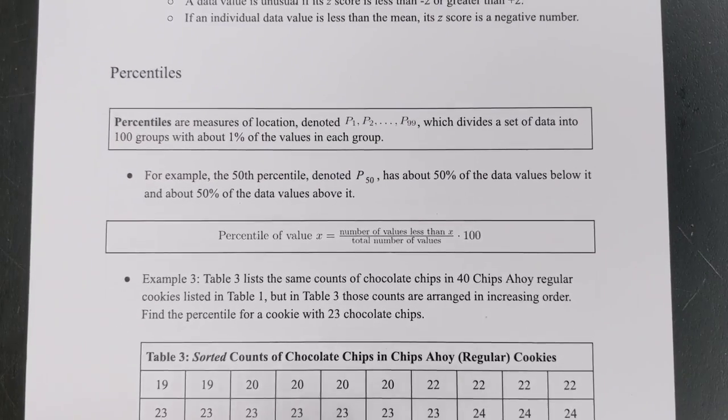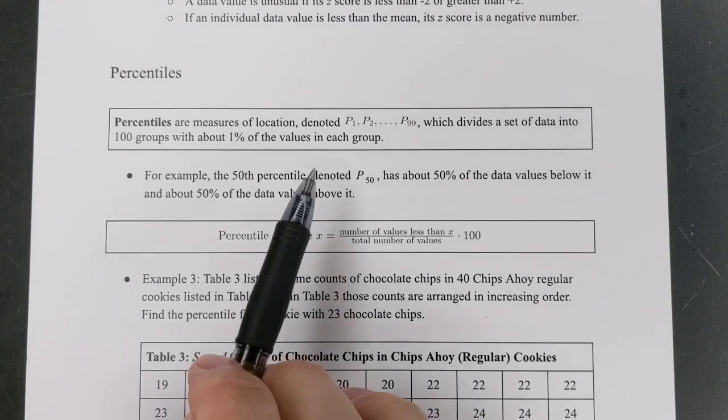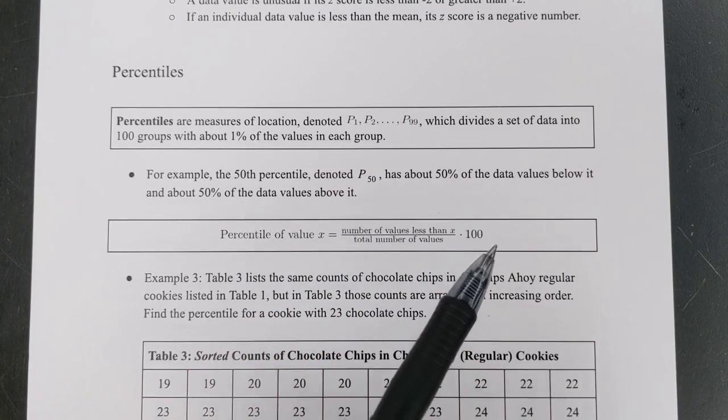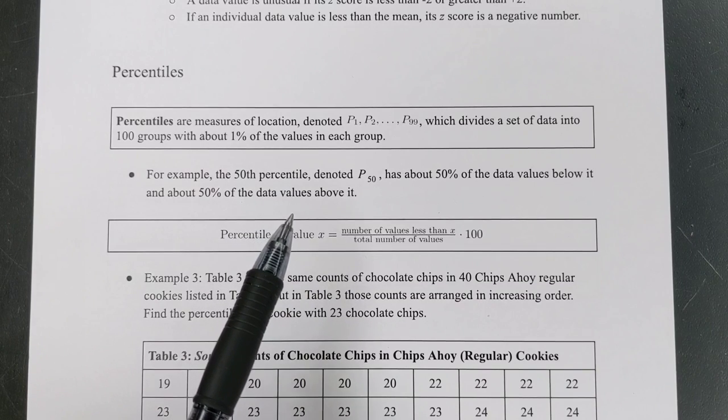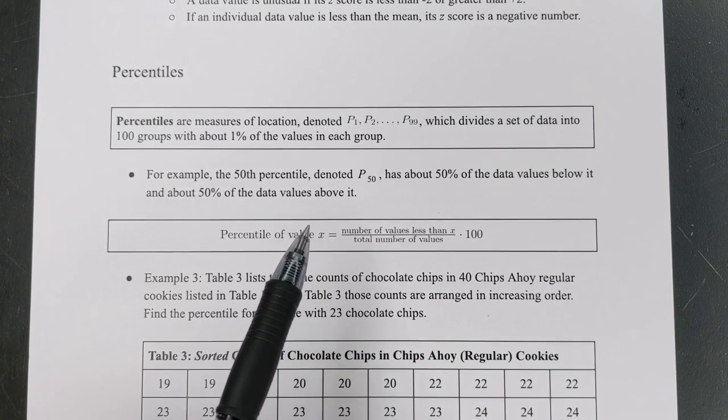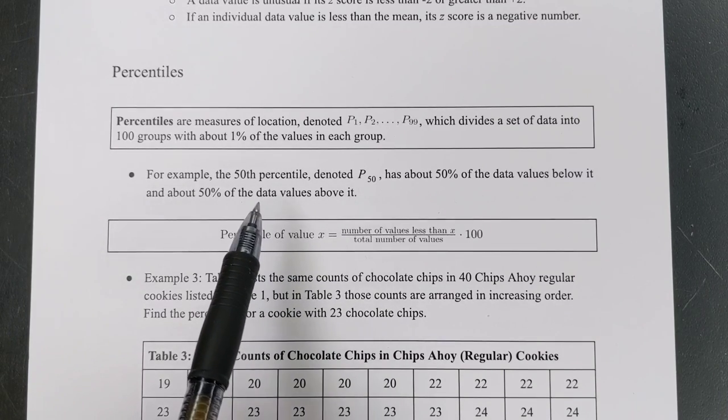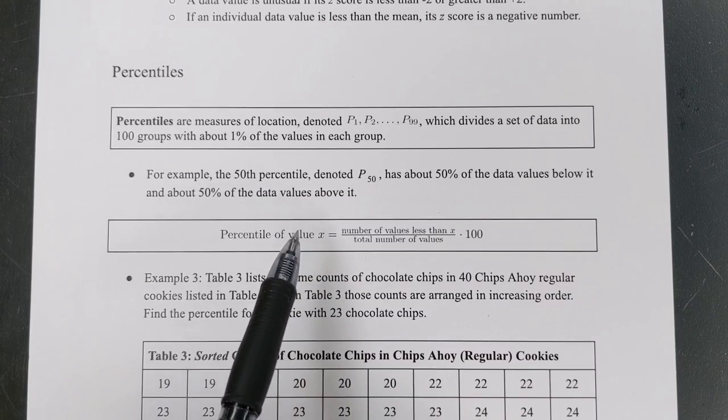The next thing we've got is percentiles. A percentile is a measure of location: P1, P2, P99. You're probably most familiar with percentiles from standardized tests. Sometimes they'll report you're in the 75th percentile, the 80th percentile, the 99th percentile. That just tells you what percent of the values fall below your score.